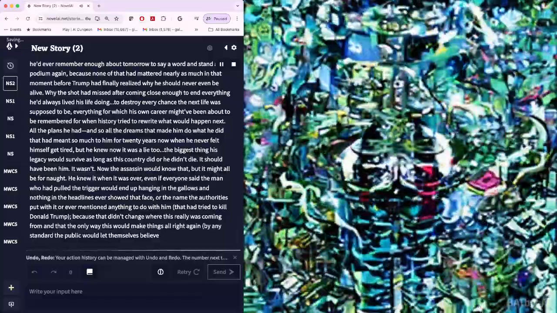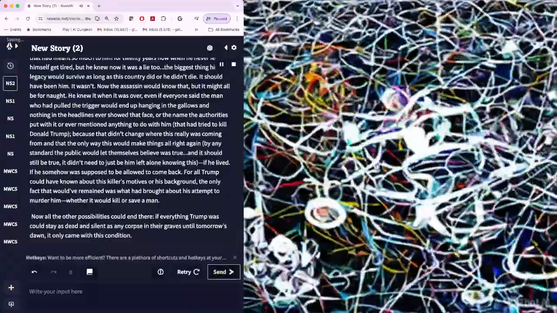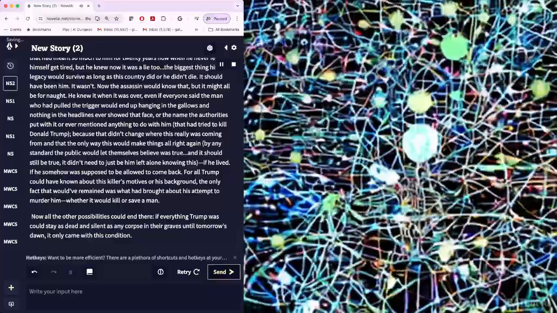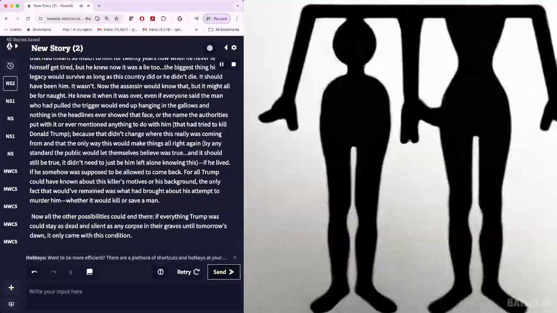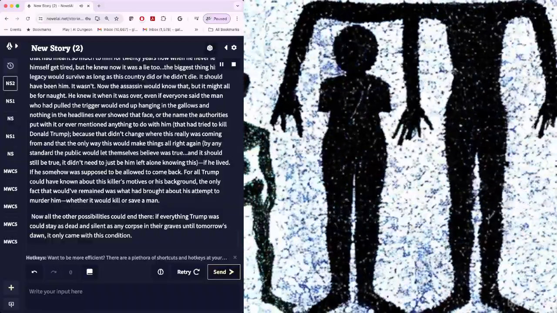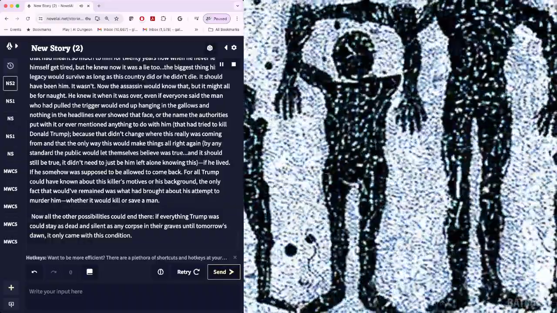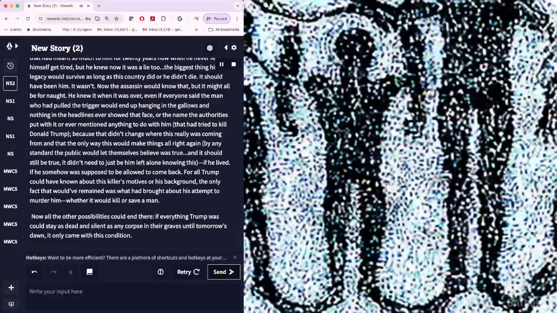If they ever caught this bastard that fired it, if only. He knew then with grim iron clarity that tomorrow they would get their hands on him and kill him too. So that no matter what Trump had to live through here, and no matter if the doctors could keep him standing upright, or if they needed to operate, or if he'd ever remember enough about tomorrow to say a word and stand at the podium again, because none of that mattered nearly as much in that moment before Trump had finally realized why he should never even be alive.